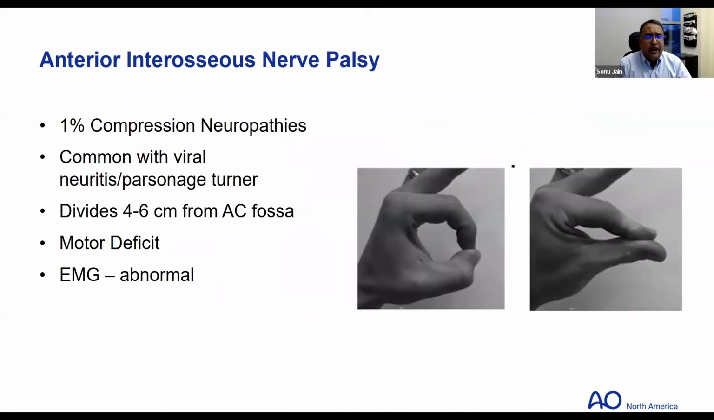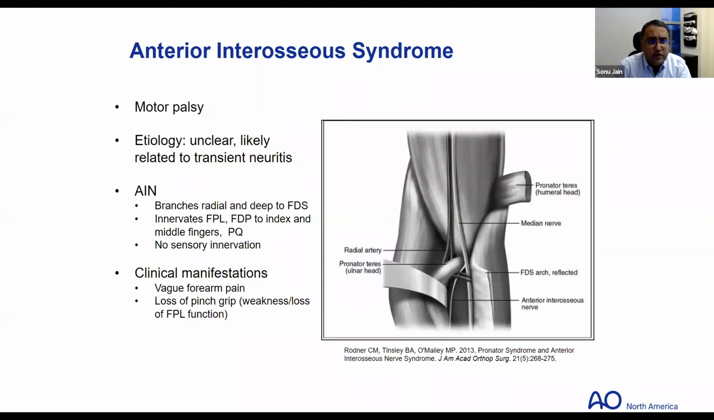So the anterior interosseous nerve palsy is pretty rare. It's about 1% of compression neuropathies. It can be common with viral neuritis or Parsonage-Turner. The nerve divides about 6 centimeters from the antecubital fossa, and you primarily get a motor deficit of the FPL and the FDP of the index finger, and you'll get an abnormal EMG. So it's a motor palsy, again, related to transient neuritis.